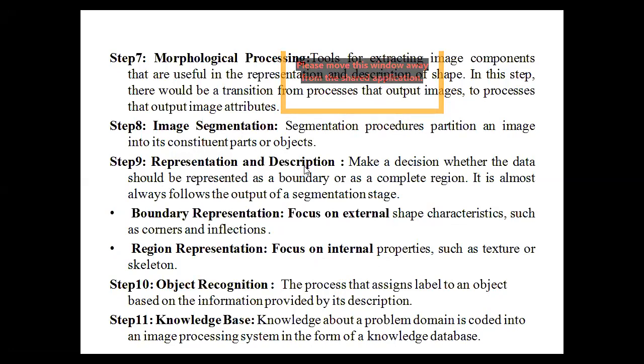Next, representation and description. In this representation and description, we make a decision whether the data should be represented as a boundary or as a complete region. It almost always follows the output of a segmentation stage. So in this representation and description, representation makes a decision whether the data should be represented as a boundary or as a complete region.